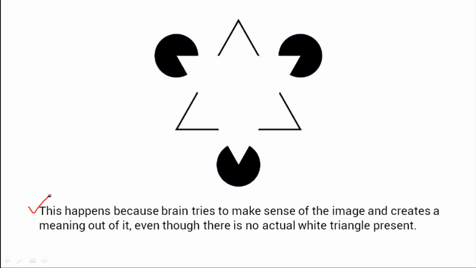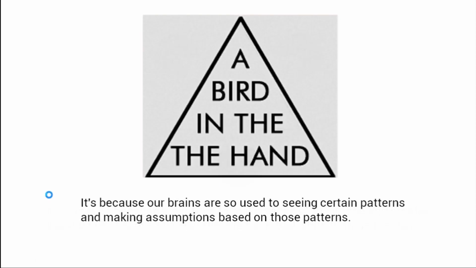Even though there is no actual white triangle present, this is an example of how powerful our perception can be in creating meaning and illusions out of random shapes and patterns. So, have you ever read something and missed a word or two even though they were right in front of you? Well, this happens to a lot of people and it's called a perceptual illusion.